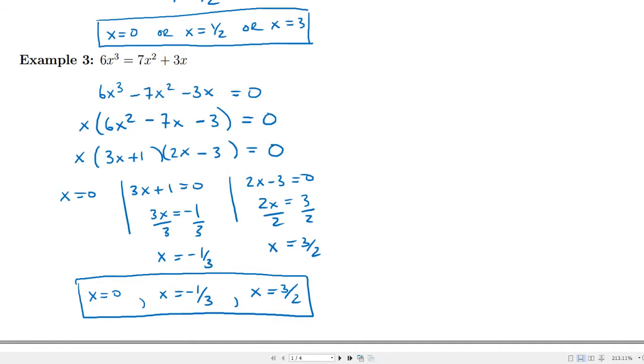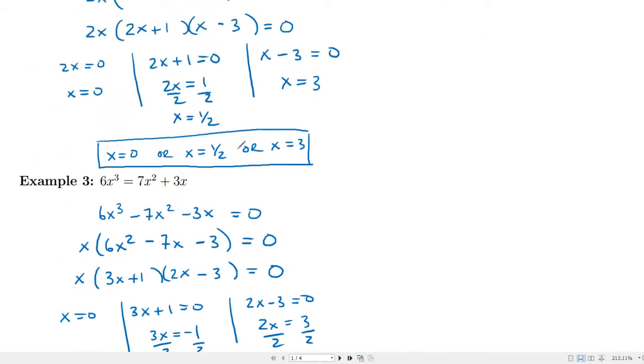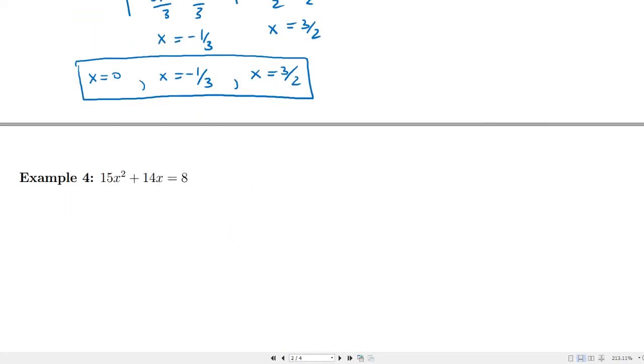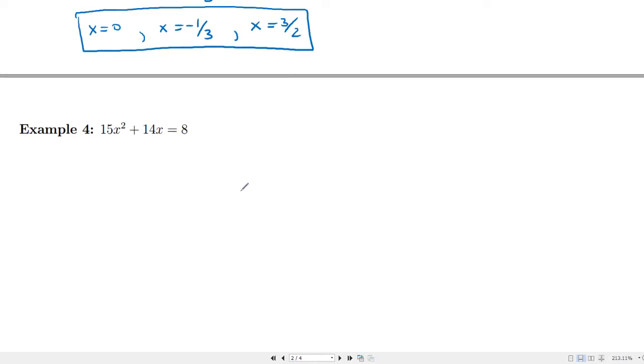You know what, I just noticed a small little error up here. This should have been minus 1, minus a half, minus a half. So continuing on. Okay, what can we factor out of here? So we would have, well, first let's isolate. So 15x squared plus 14x and then minus 8 equals 0.